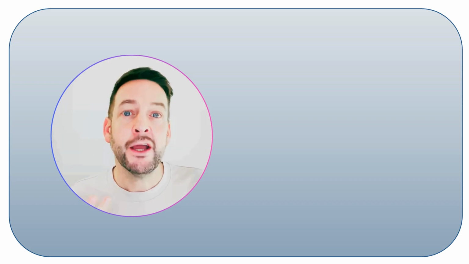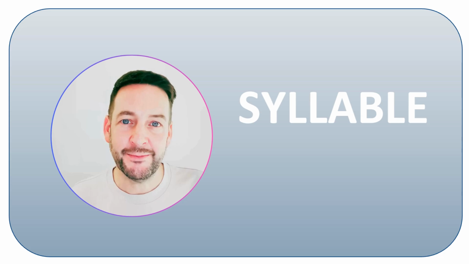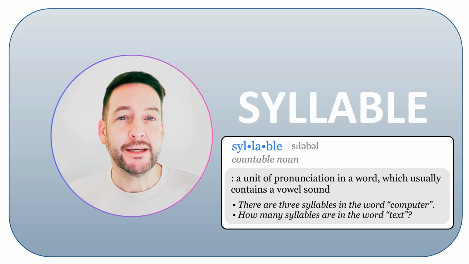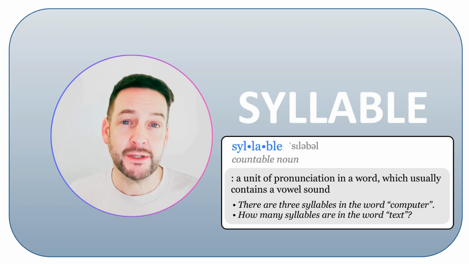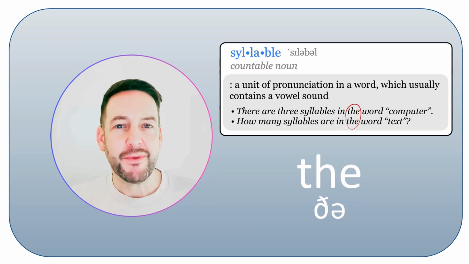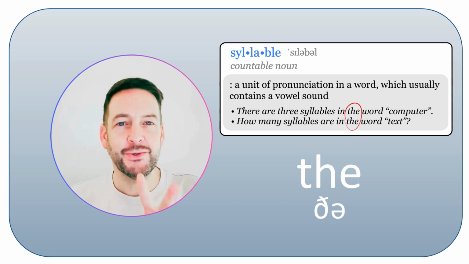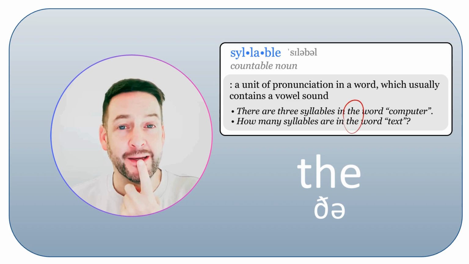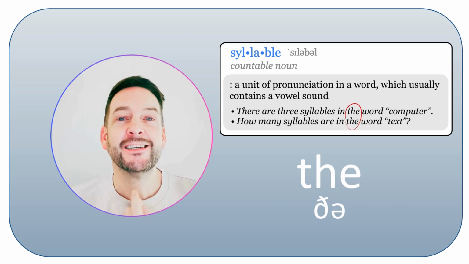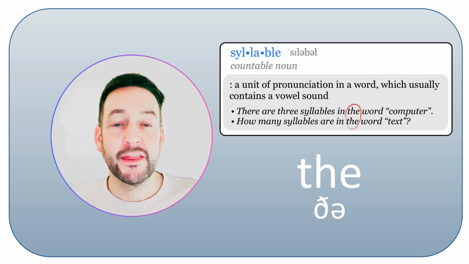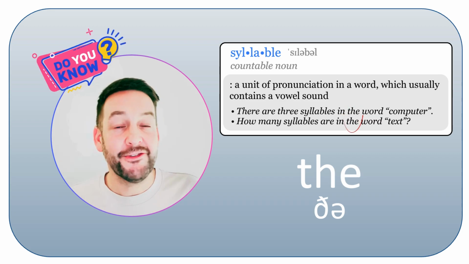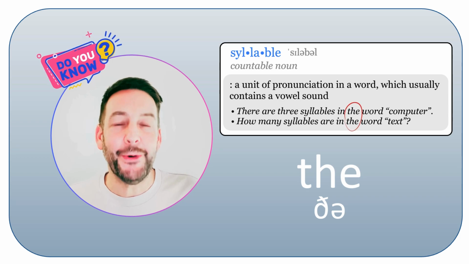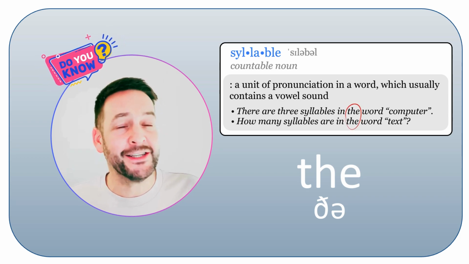In order to understand how to use a schwa, firstly and most importantly, we have to understand what a syllable is. By definition, a syllable is a unit of pronunciation in a word, which usually contains a vowel sound. In other words, a sound that comes from here. If you remember, I mentioned the word "the" has two sounds. The TH sound comes from here, and the schwa comes from here. Therefore, "the" has only one syllable. Fun fact, technically, "the" is the only one-syllable word in English that has a schwa.